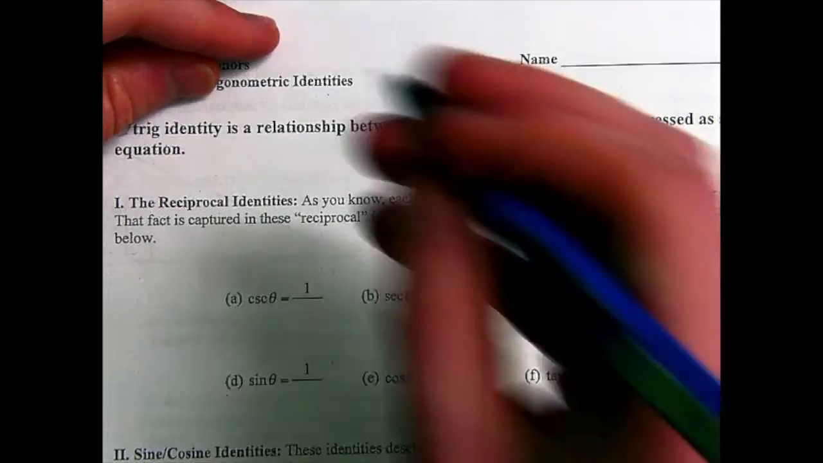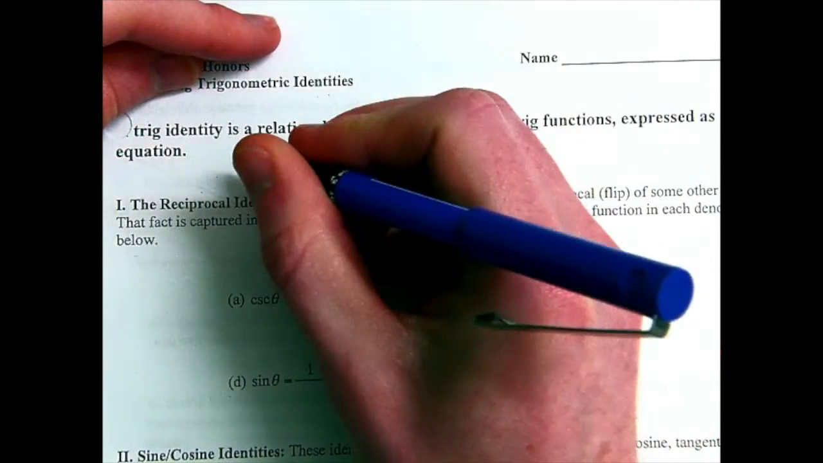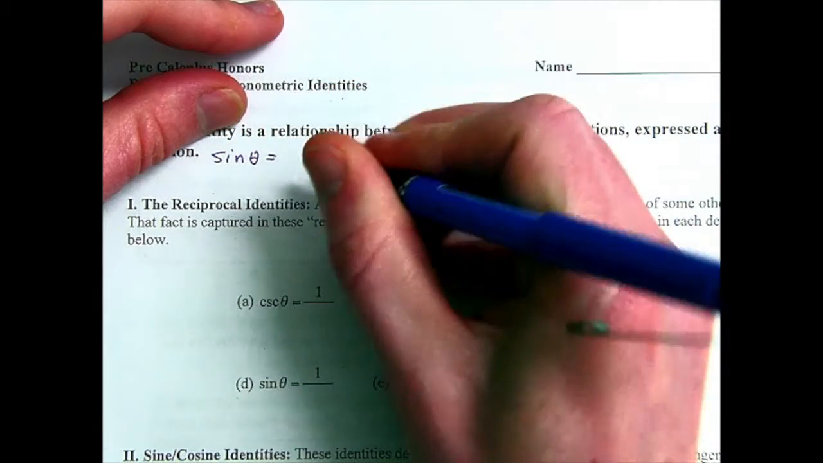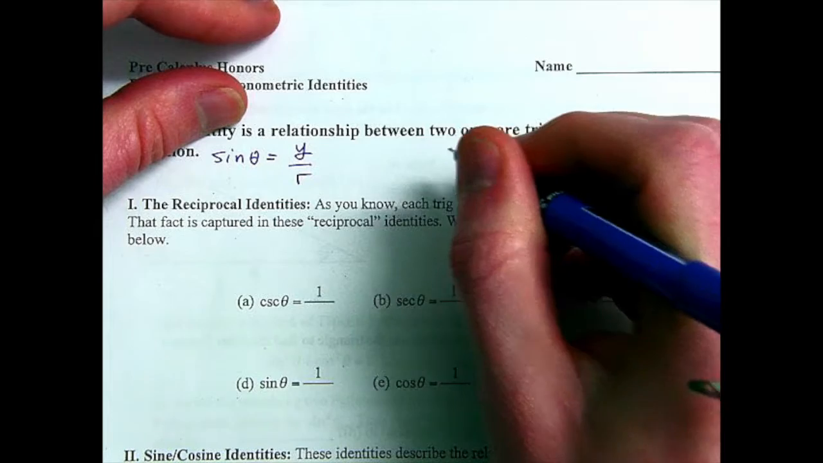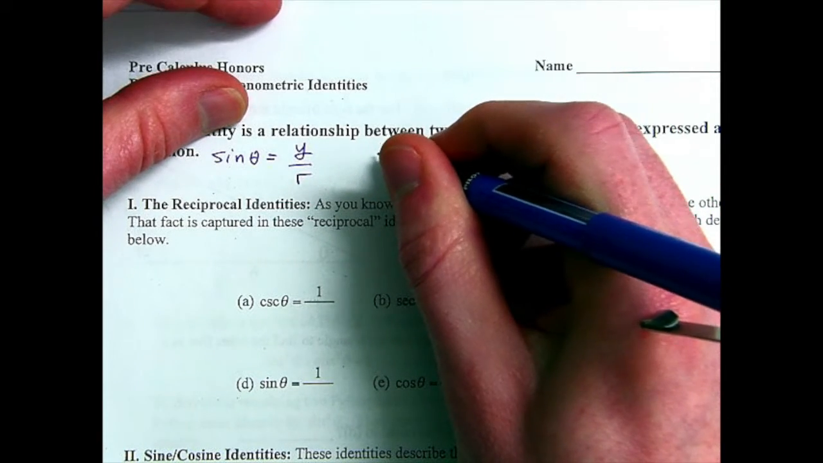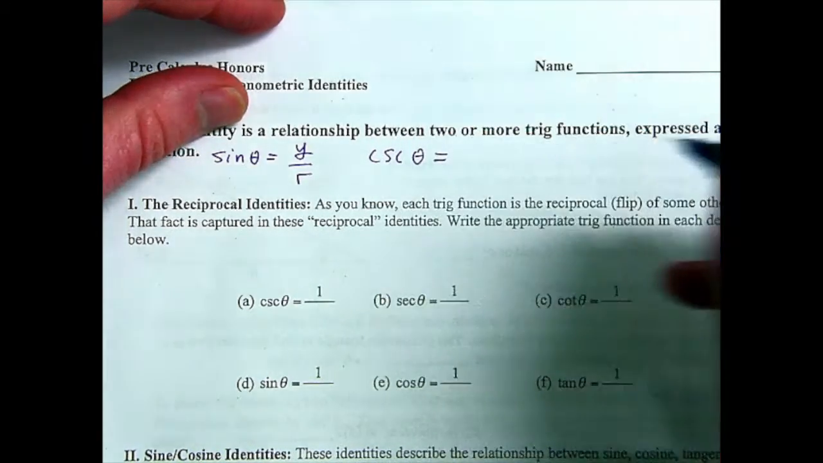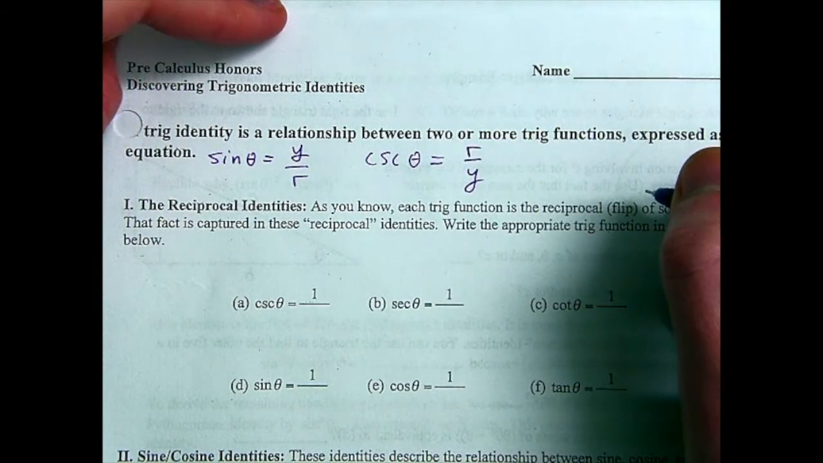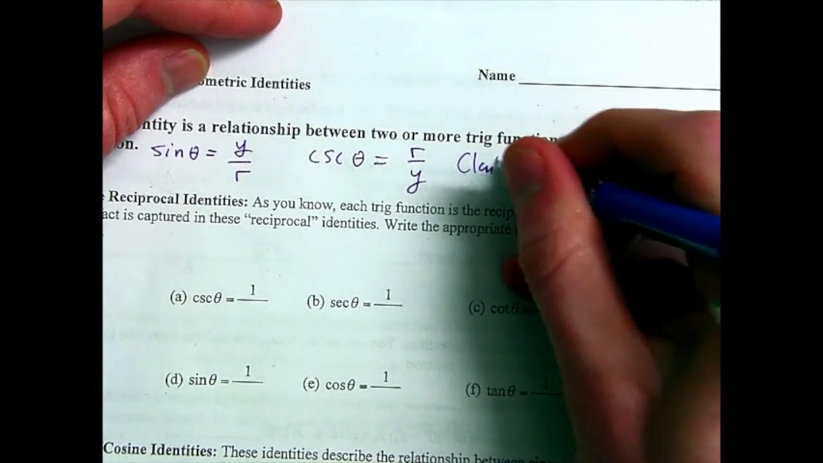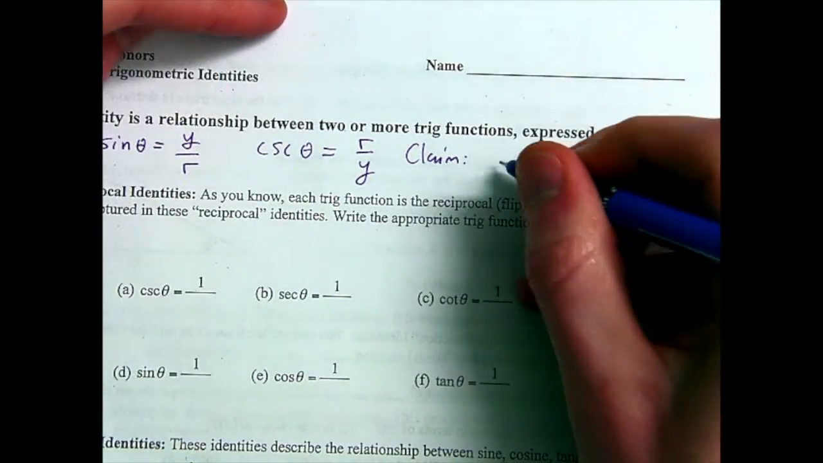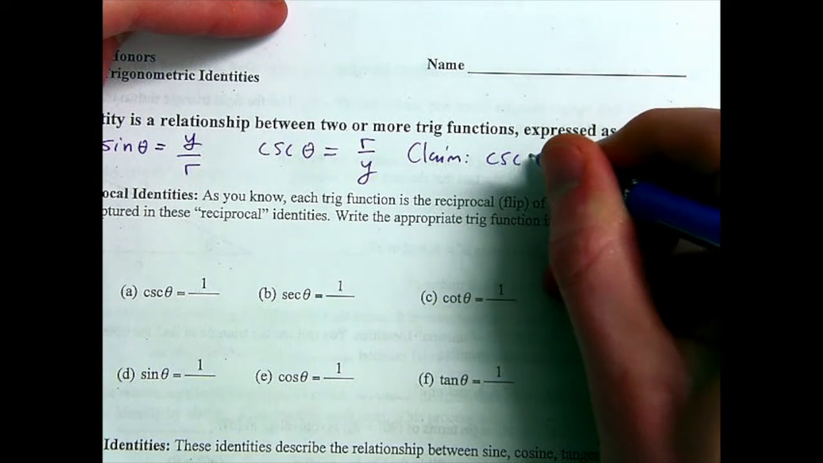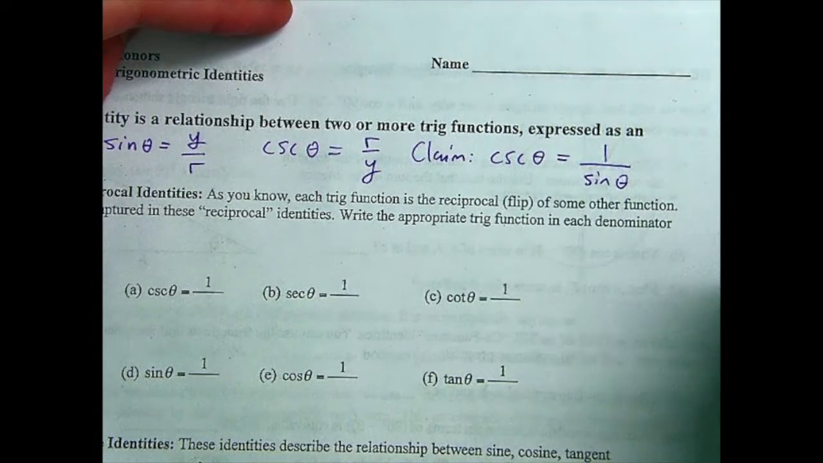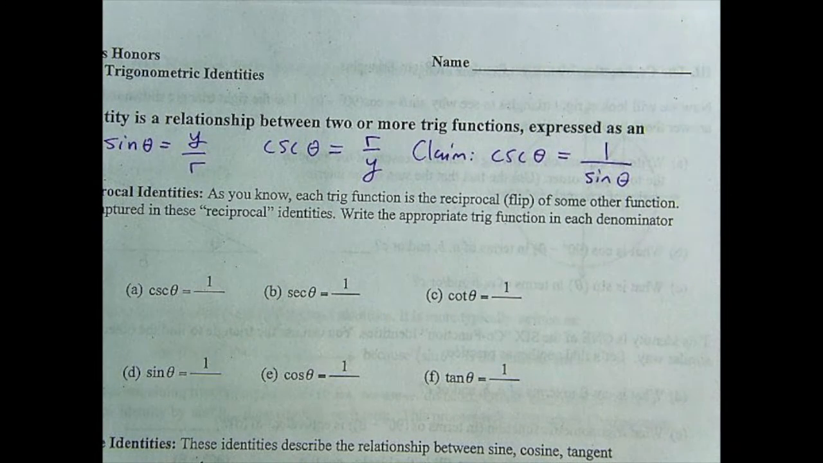Just to give you an example, let's recall the unit circle definition of sine theta. The unit circle definition of sine theta is y over r. And let's recall the unit circle definition of cosecant theta. If you remember, that's the reciprocal of sine, so that would be r over y. Okay, now I claim that cosecant theta is actually equal to 1 over sine theta. That's my claim. Now, how could you prove that?